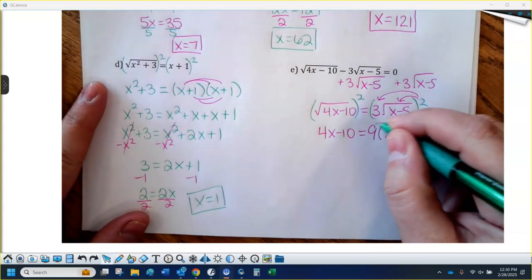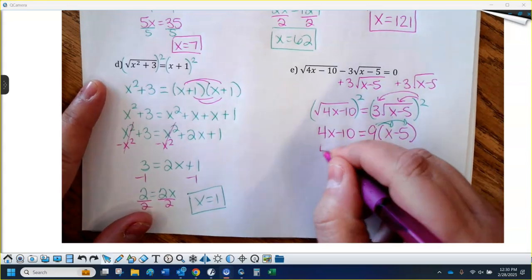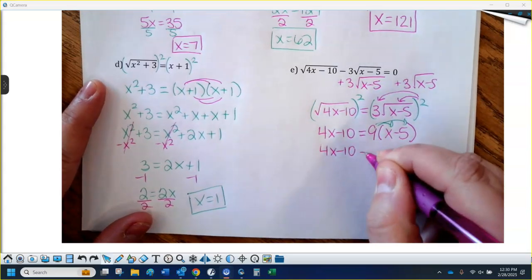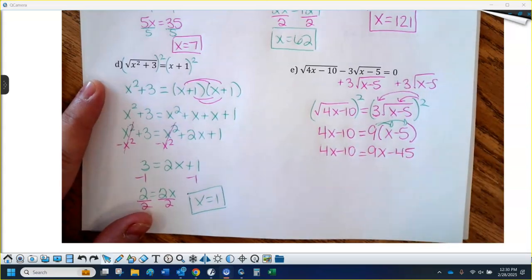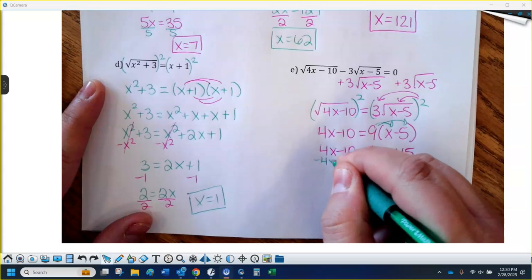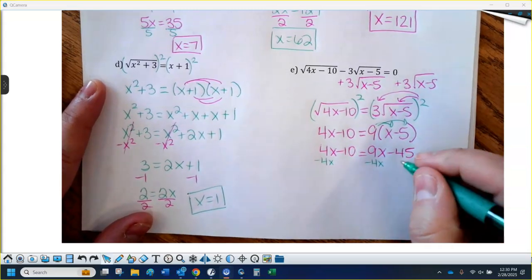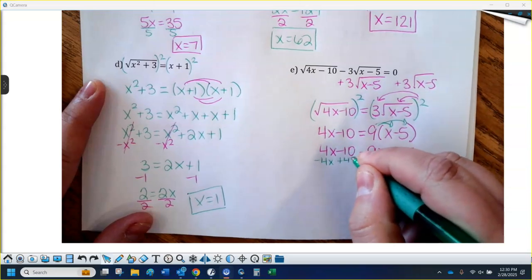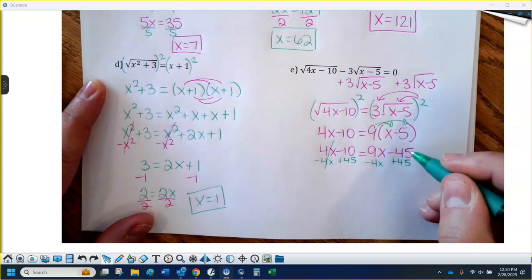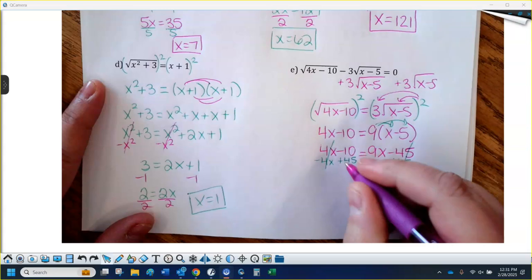Now, once you have that, we're just going to use the distributive property, and then you can solve these however you want. I've got 4x minus 10, and then 9x minus 45. I'm going to do 2 steps in one real quick. I'm going to move all the x's to the right side. I like to try to keep my variable positive if I can. And I'm going to move all the numbers to the left side. So I'm going to subtract 4x, and I'm going to add 45. I'm just trying to do it in the same step to save some space.